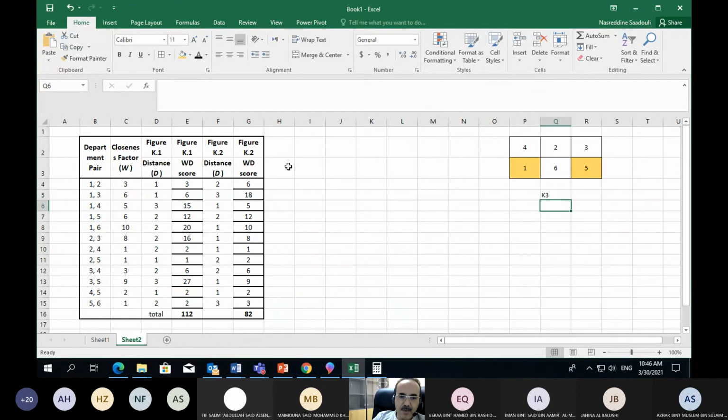So I'm going to add here another plan. We're going to have the closeness factors for K3 and the distance. So let's get the distance from this plan. And we're going to do the same thing.